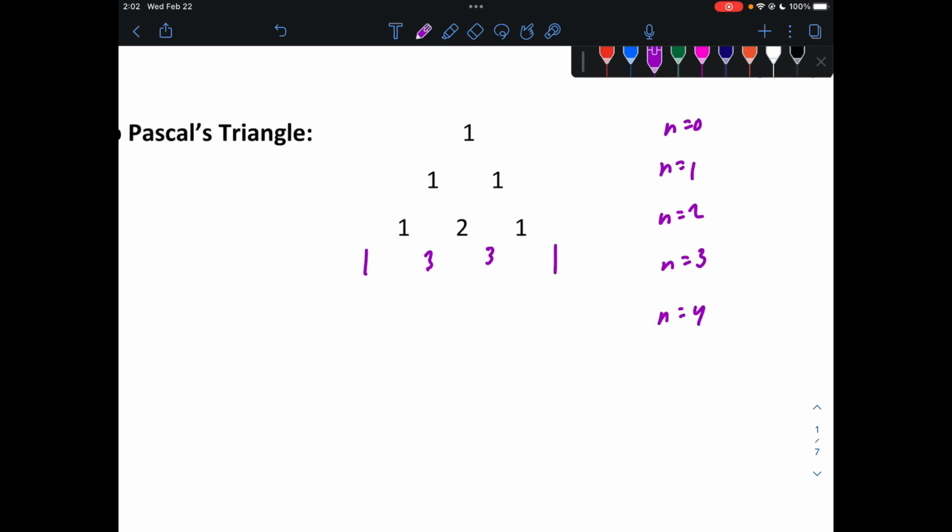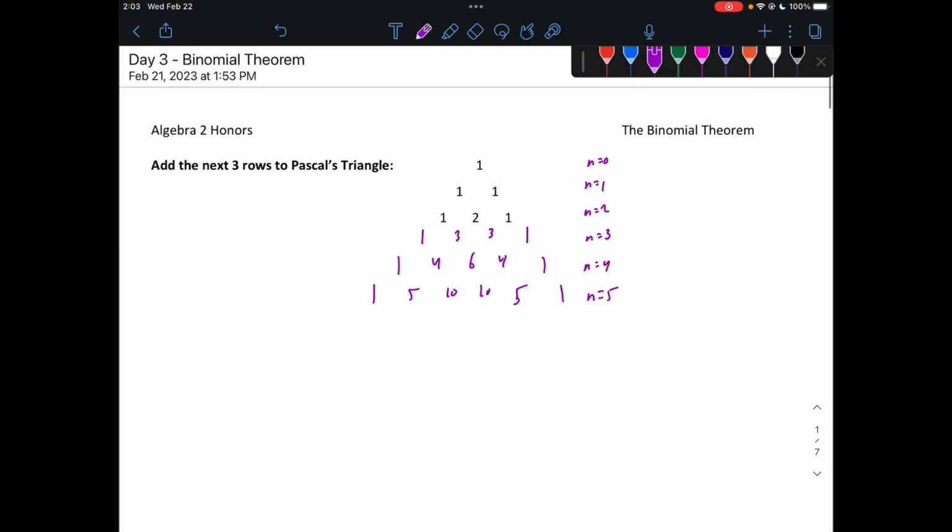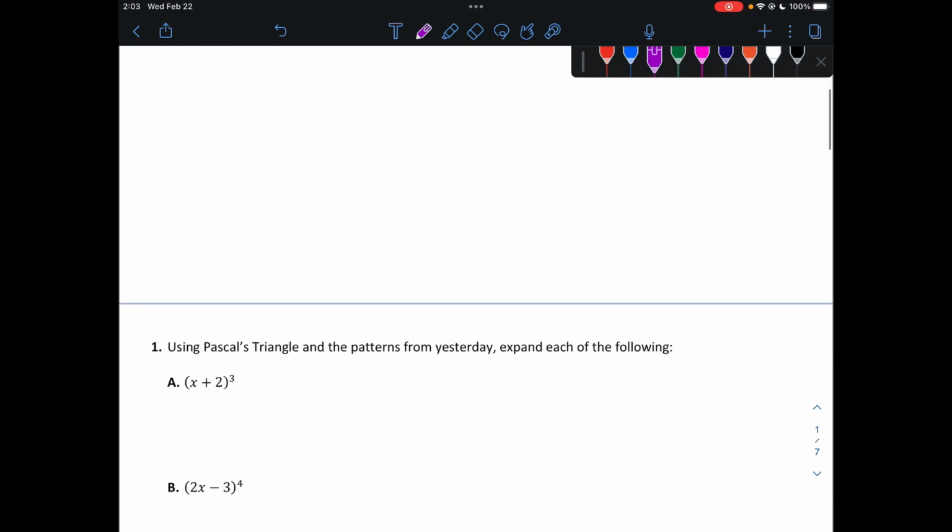For a binomial to the fourth, 1s on the outside, and then 4, 6, 4. And next row, n to the fifth. So n equals 5, so that would be 5, 10, 10, 5. And we can keep going with that forever. But that could be a pain having to draw that out every time you want to expand a binomial. There must be a better way. That's what we'll get to soon today.